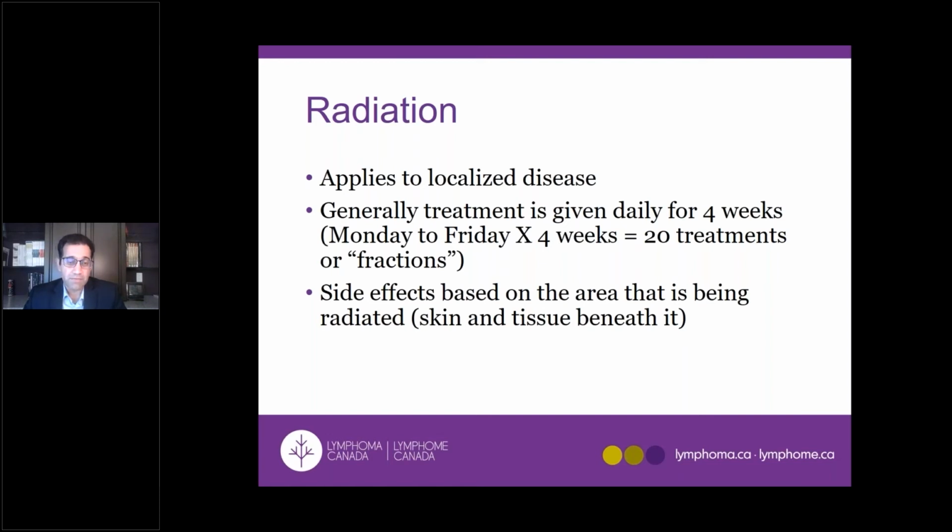Its side effects will mainly be on the skin and the tissue beneath it. So if the lymphoma is in the mediastinum, it can affect the heart. If the lymphoma is at a different site, like in the abdomen and pelvis, the toxicity is basically based on which organ is underneath the beam of radiation. I consider this a really good and safe treatment, especially for early stages.